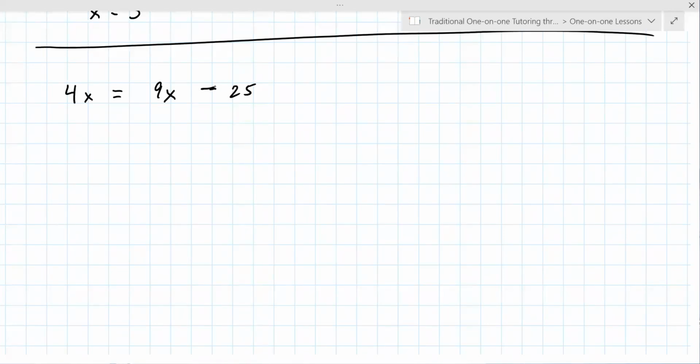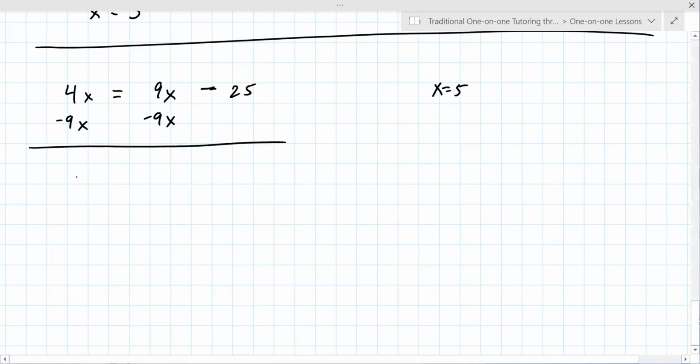X equals 5. All right, let me work it out here and see if I agree. It sounds pretty reasonable. Subtract 9x, subtract 9x, minus 5x equals minus 25. Divide both sides by minus 5. So x equals 5. Very good.